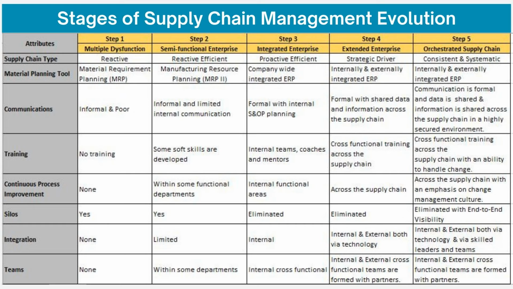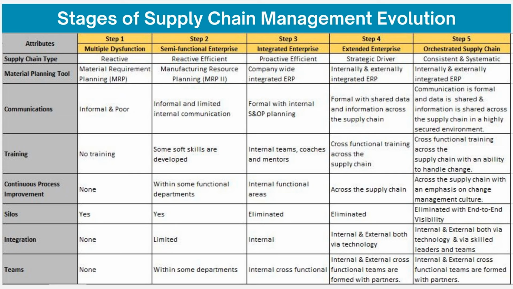In extended enterprise, the communication is formal and data and information are shared across the supply chain. In an orchestrated supply chain, communication is formal and data and information are shared across the supply chain in a highly secured environment. So the difference between the extended enterprise and orchestrated supply chain is that the communication takes place in a very secured environment.